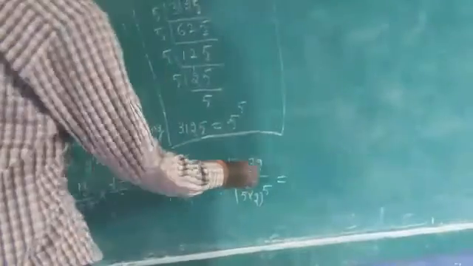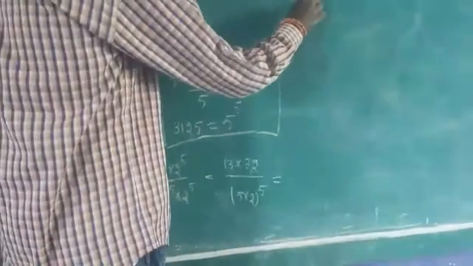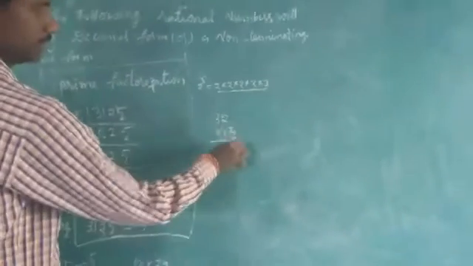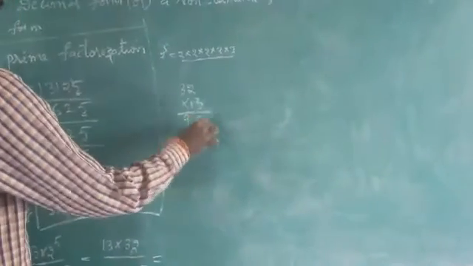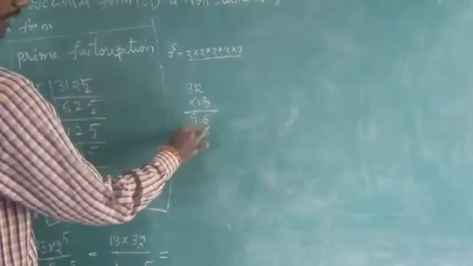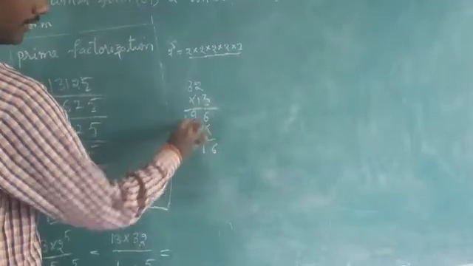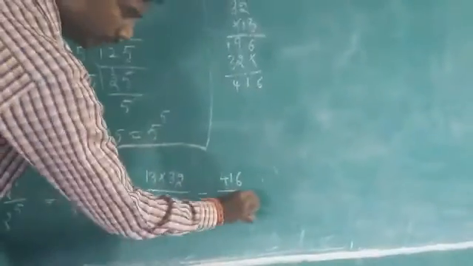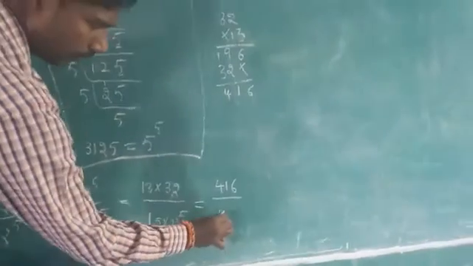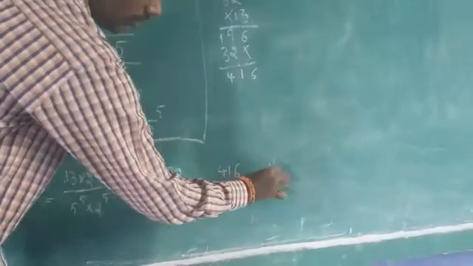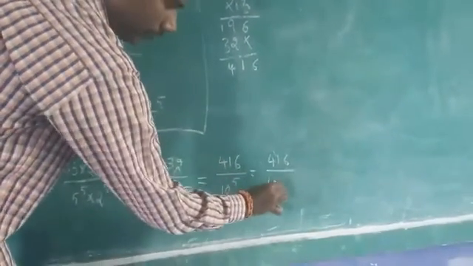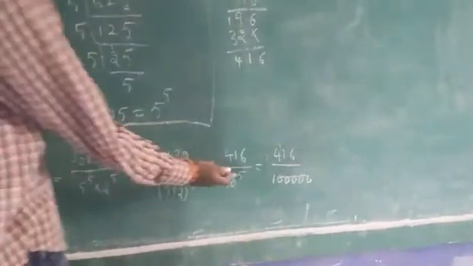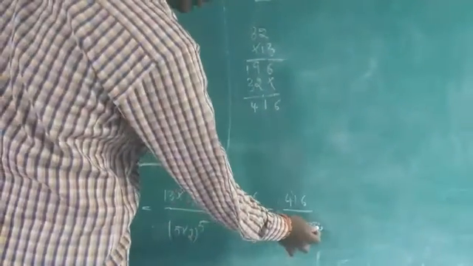So here multiplication 32 into 13. 2 3s are 6, 3 3s are 9, 1 2 is 2, 1 3 is 3. So you can write 416 over 5 2s are 10, 10 to the power of 5. So 416 by, 5 zeros you need to write. Your power is 5, so 5 zeros: 1, 2, 3, 4, 5.